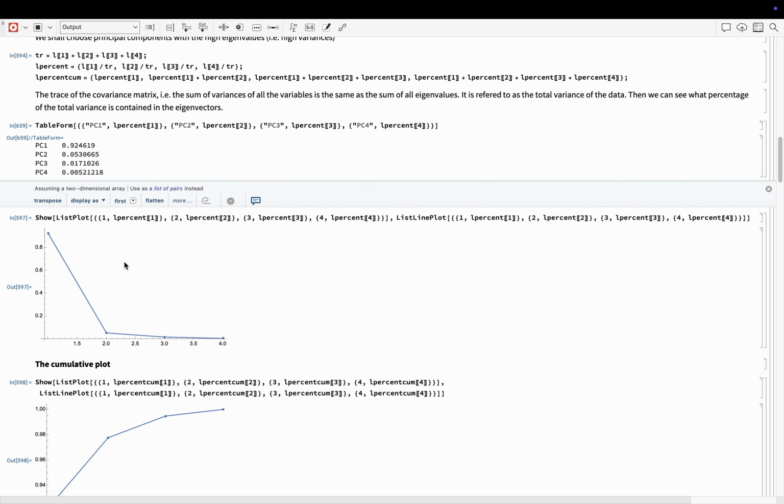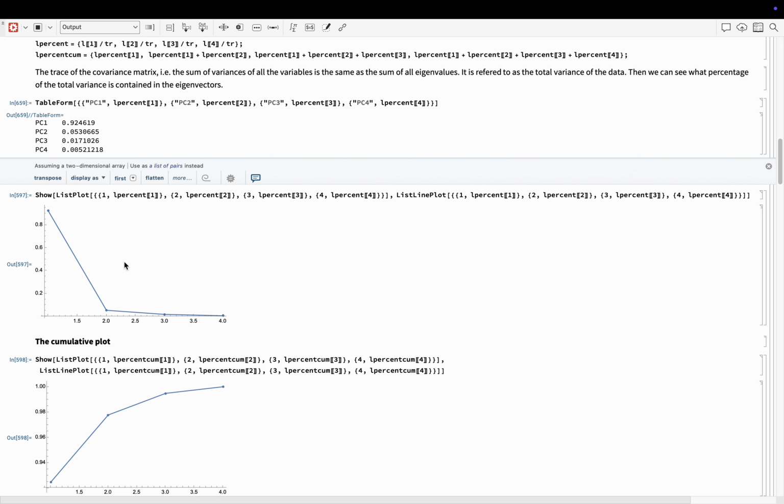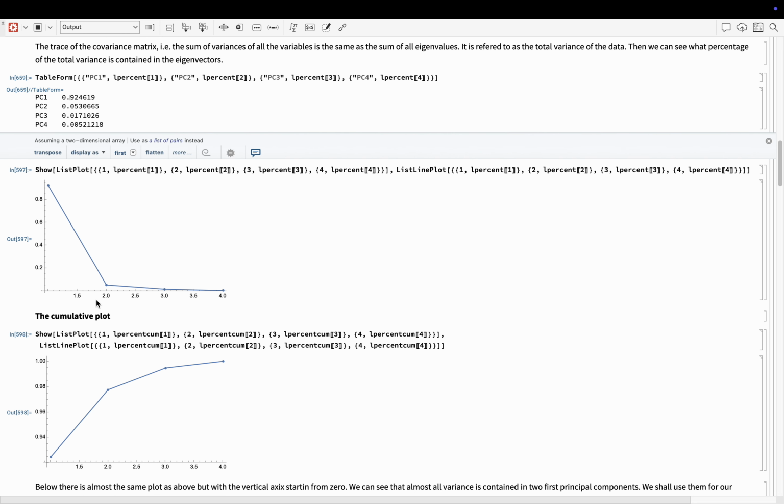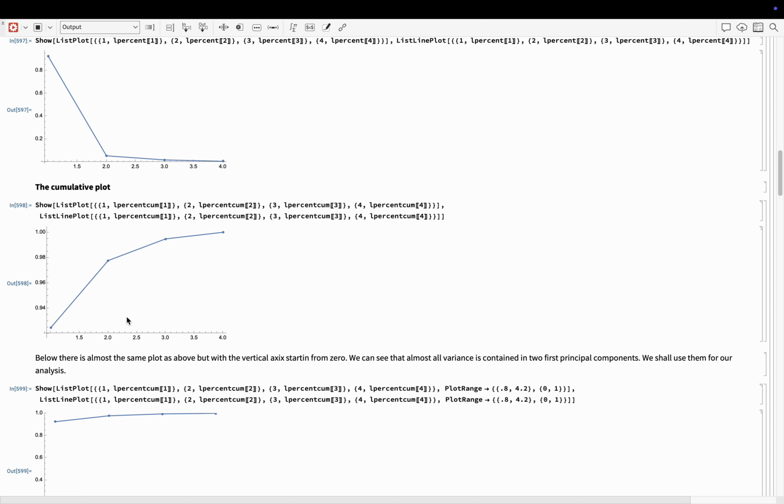To really choose how many principal components we should take, we look at the plot. So here is the first, the second, the third, the fourth, and usually when we see a kind of angle, this is the place where we stop. So the angle appears at principal component number 2, so we should take principal components 1 and 2.